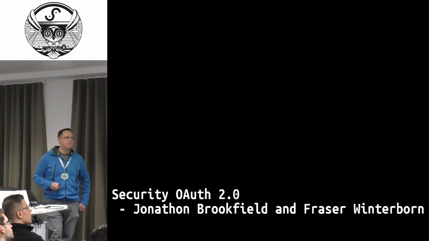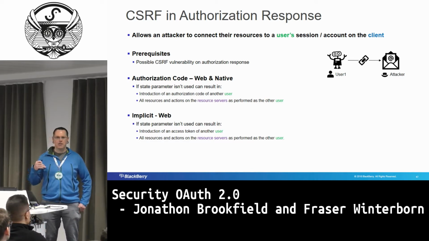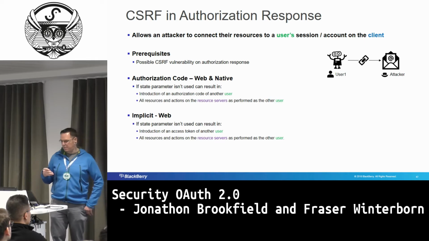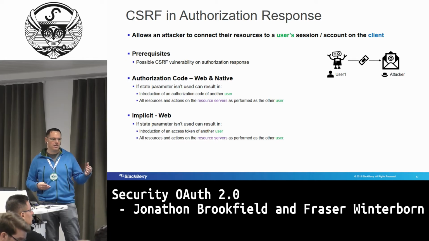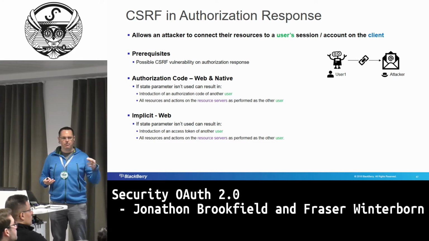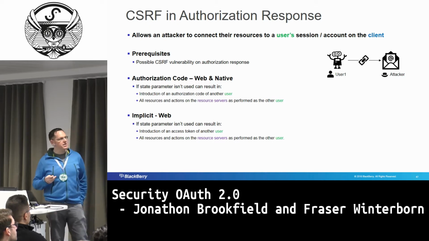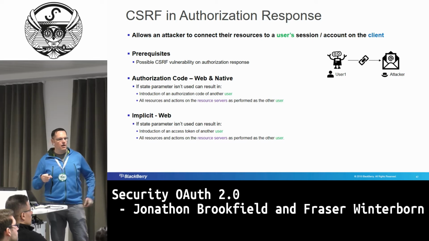So there's the ability to do a cross-site request forgery against the authorization response in the protocol. The protocol actually talks about this in the RFC, and there are mechanisms for dealing with it using a state parameter, which is exactly the same way as you deal with any cross-site request forgery attack normally. The thing that's slightly different about this one is the consequences.